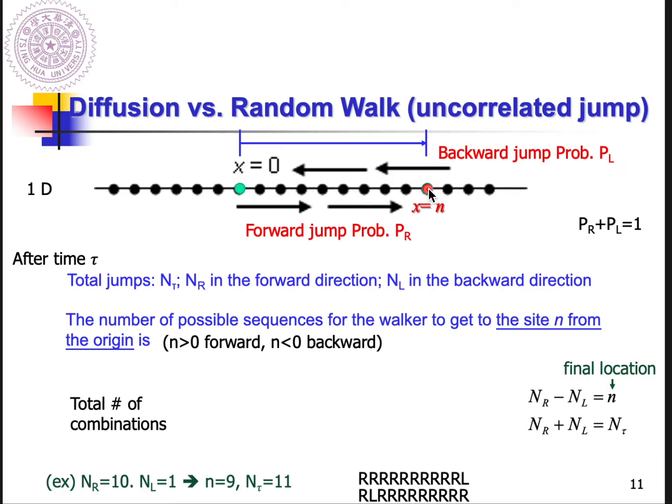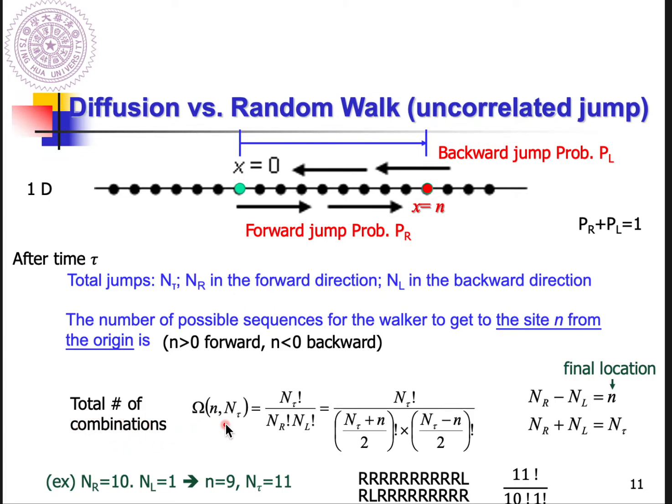9 will also be here, right? So how many possible combinations of nR and nL allow these atoms to jump here? You can easily get factorial of 11 over factorial of 10 and factorial of 1, right? So the same concept is used to formulate the total combination.